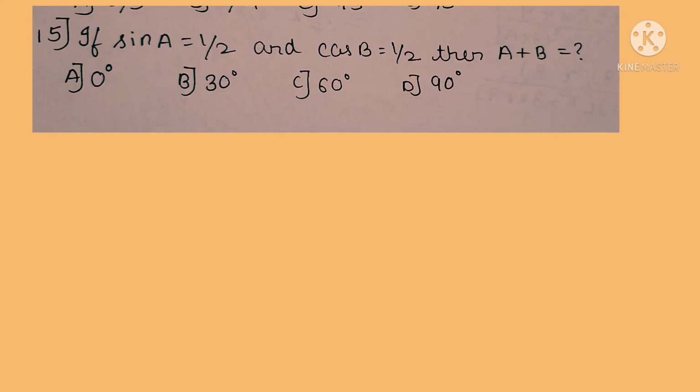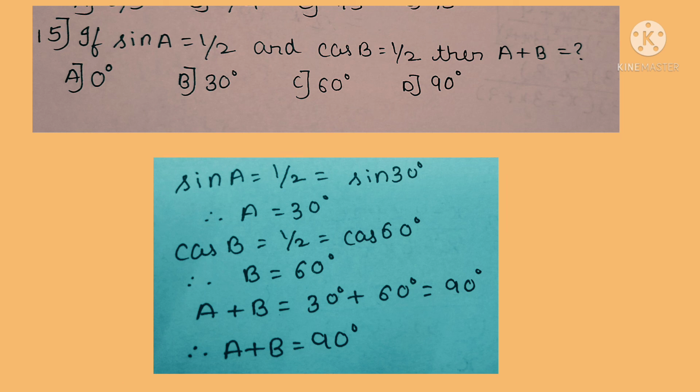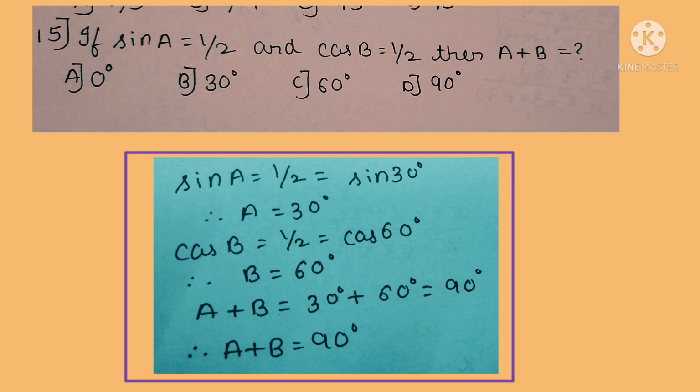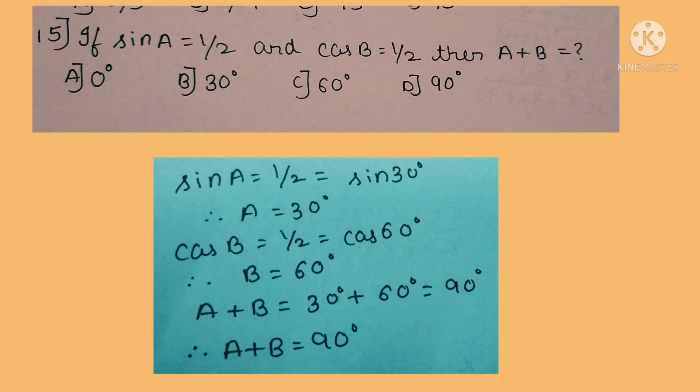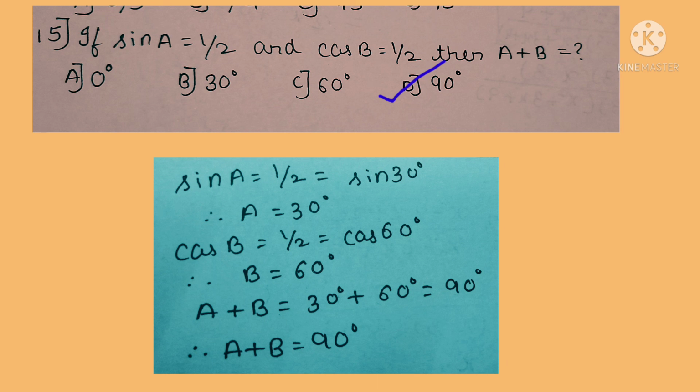Let's move to the 15th main question. If sine A is equal to 1 by 2 and cos B is equal to 1 by 2, then what will be the value of A plus B? So sine A is equal to 1 by 2. By the trigonometry table, we know that sine of 30 is 1 by 2, so A is equal to 30 degrees. If cos B is equal to 1 by 2, it's nothing but cos of 60, so B is equal to 60 degrees. So we know the values of A and B, that's 30 and 60. So A plus B is nothing but 90. According to the given question, D will be the solution.